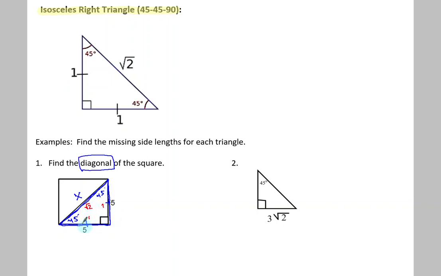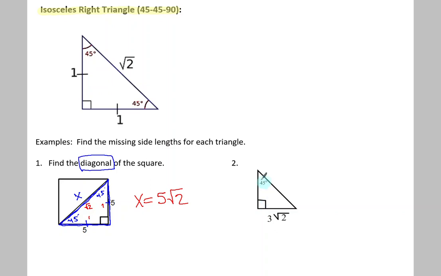So we simply take what the leg is and multiply by square root of 2. Therefore, the diagonal length is 5 times the square root of 2. Isn't that easy? If you can remember these shortcuts, you're going to save yourself a lot of time. Let's look at the second example.